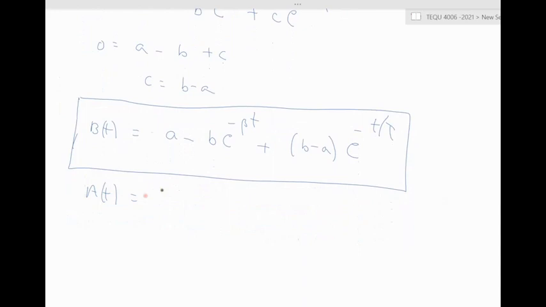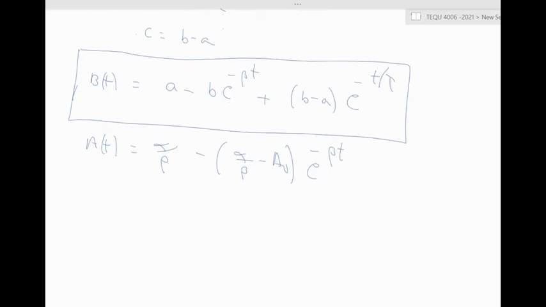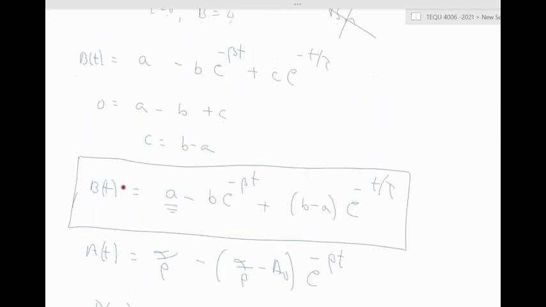Now for A it is alpha over beta minus alpha over beta minus A0 e to the minus beta t. And this is the second expression for A. So now we have A and B, the dynamic of the concentration within the reactor. It's interesting that at t infinity, B(t) equals A, right? That's the only thing that survived.